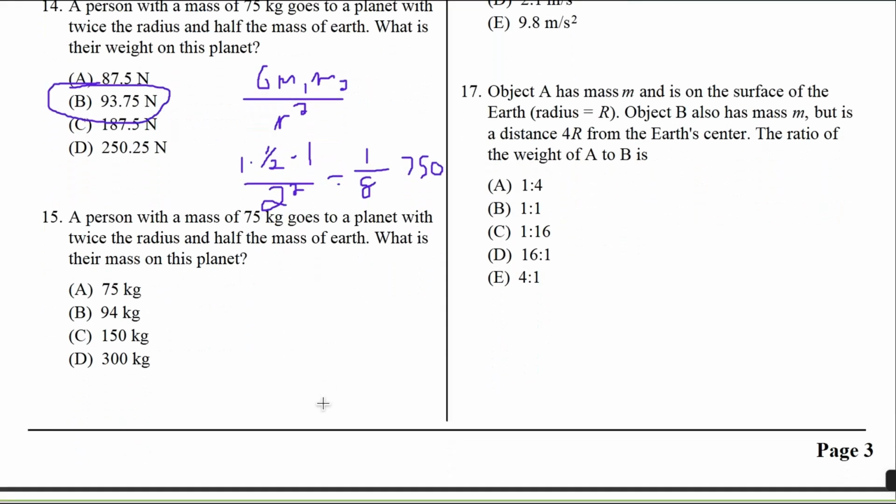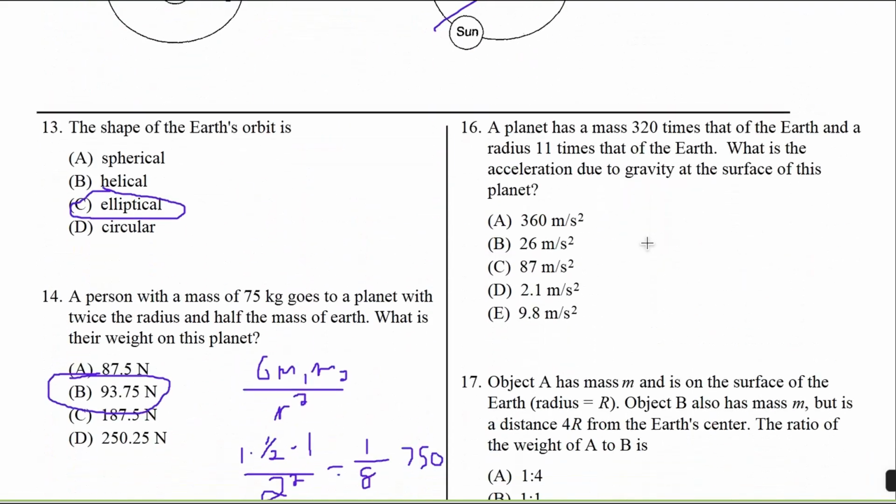Oh, look at this. This looks like the exact same question. So clearly the answer is going to be 94, right? Wrong. Pay attention to the question. What is their mass on this planet? Well, mass never changes, so the mass is still 75 kilograms. Always pay attention to this. This is definitely a really nasty trick that they like to play.